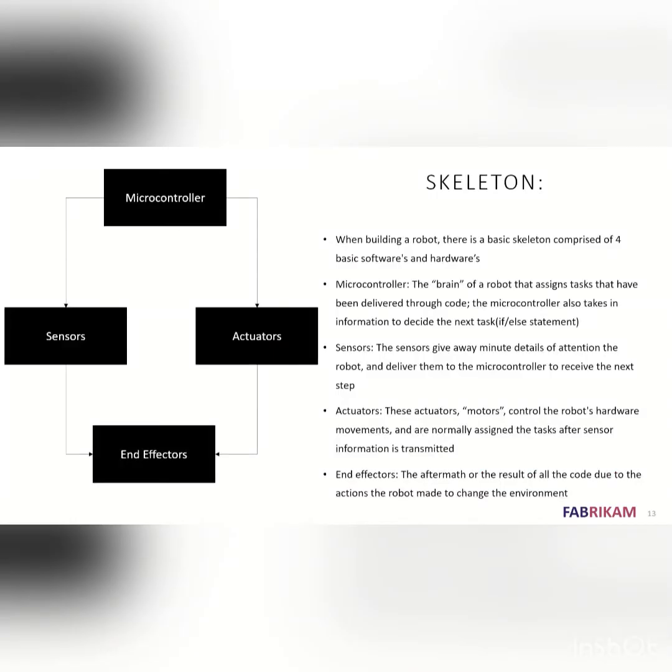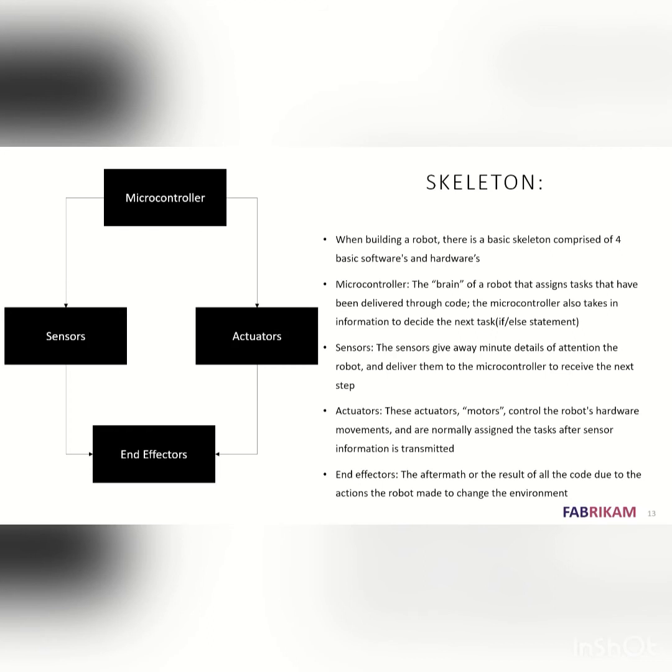And now let's talk about the skeleton of a robot. So when building a robot, there's a basic skeleton comprised of 4 basic softwares and hardwares. So let's talk about those. As we can see, there's a microcontroller, and there are 2 arrows pointing toward the sensors and actuators, and both of those are pointing toward the end effectors. Those sound like big terms, but if we relate them to human body parts, for example, it'll sound much easier.